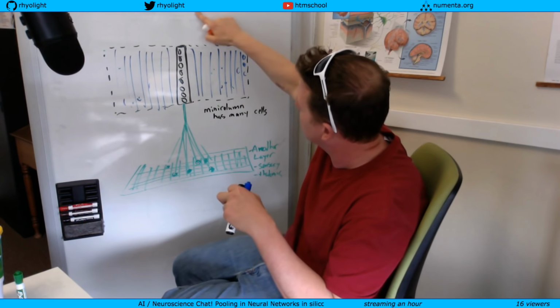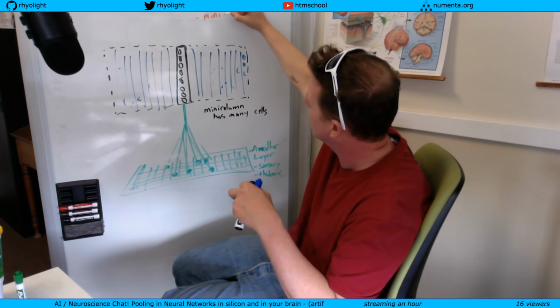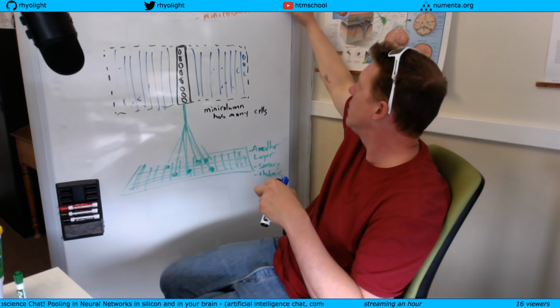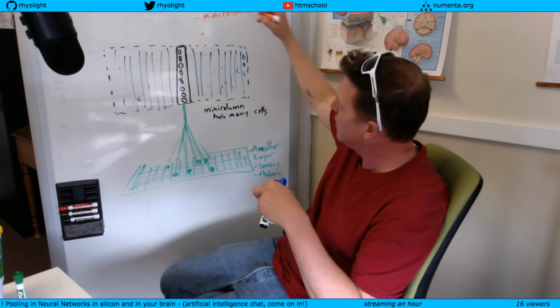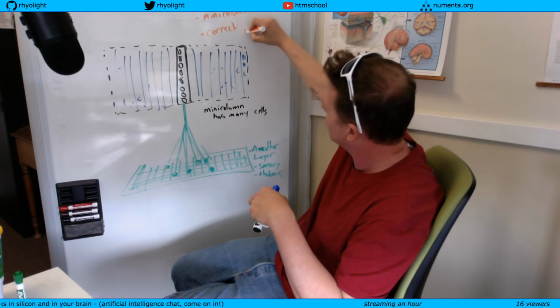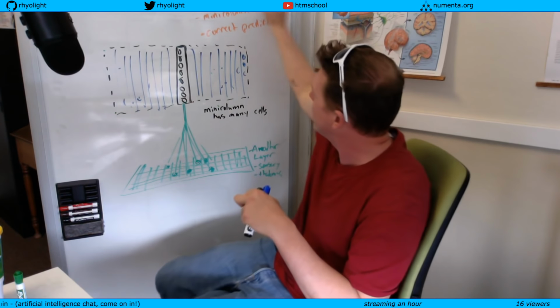One is the mini column bursts, and the other is correct prediction. Okay, two ways that one of these cells fires.